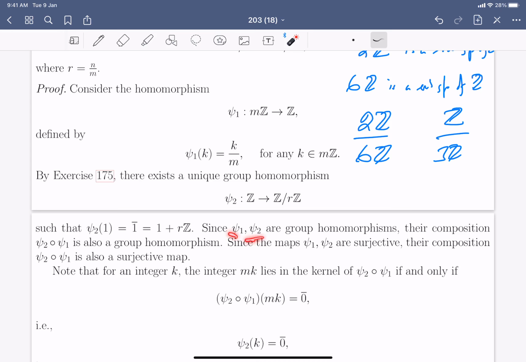So here we have two group homomorphisms, psi 1 and psi 2, and now if you look at their composition, psi 2 composite psi 1, let me write it here, psi 2 circle psi 1, this gives us a group homomorphism from mz to z mod rz.